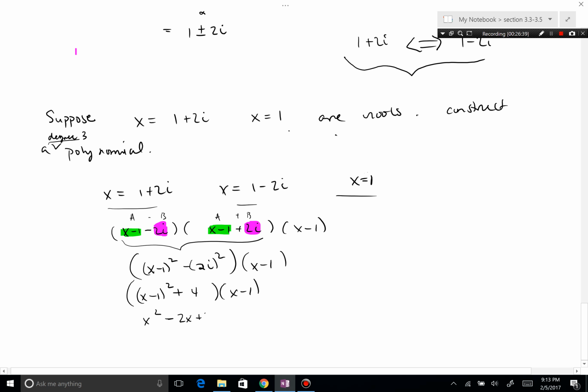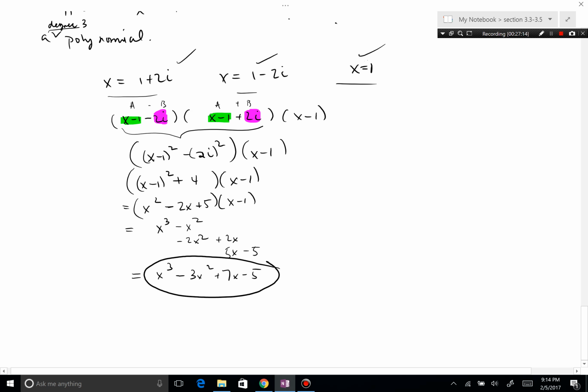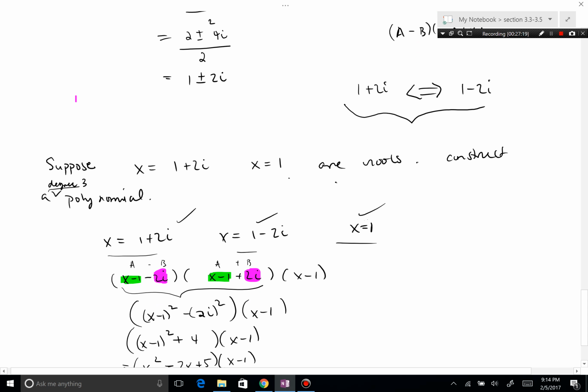The video is running a little longer than I wanted, but I think you guys are getting the point, which is good. So technically, right now, this is a degree 3 polynomial that I'm constructing. So that's x cubed minus x squared minus 2x squared plus 2x, and by the way, I do this to help me group my terms together. X cubed minus 3x squared plus 7x minus 5. Here's my degree 3 polynomial. Boom. That has all three of these as roots. And the good news is that all three of these are contained inside here.